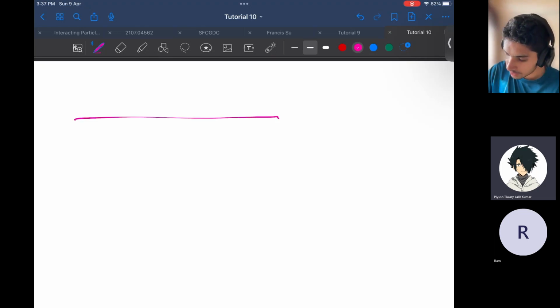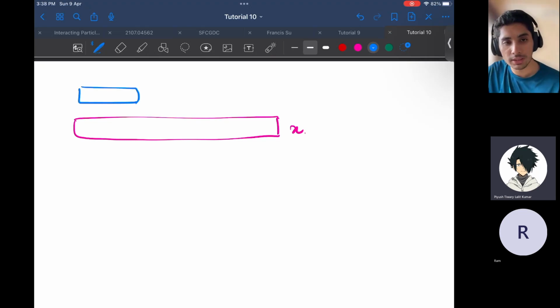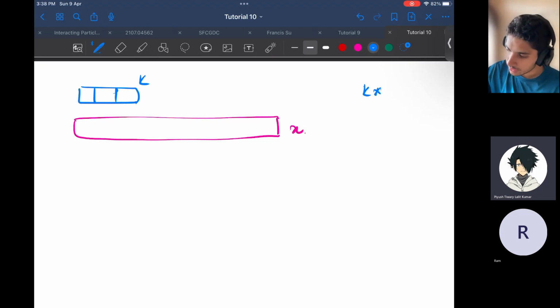So let's say you have an input X. This is your input X, and then you have a kernel which looks something like this, a smaller kernel. Let's say it has three inputs. So this is your kernel K. Convolution between K and X is similar to taking a moving average.